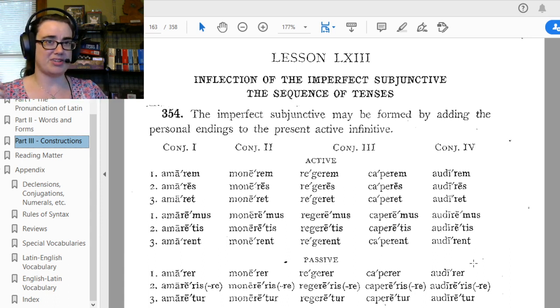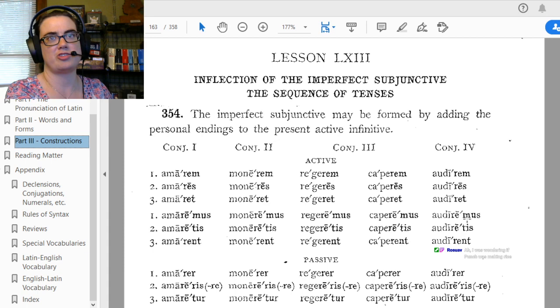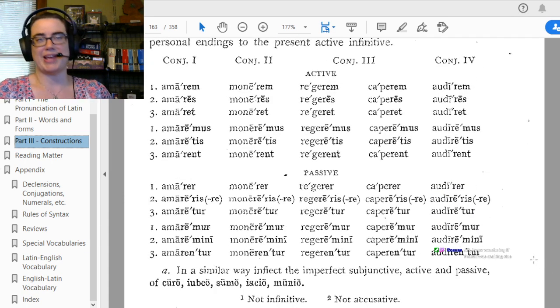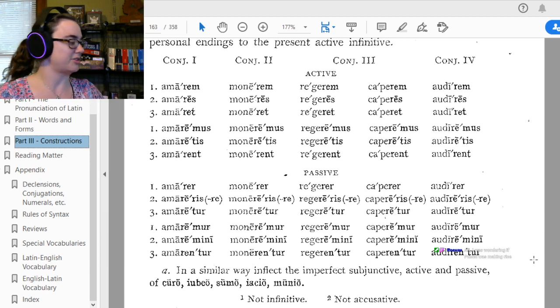You take the present active infinitive, which is the second principal part, and add the personal endings: m, s, t, mus, tis, nt, or r, ris, tur, mur, mini, ntur. That's it. You don't actually need to learn anything new for the imperfect subjunctive, simply that this is the imperfect subjunctive.